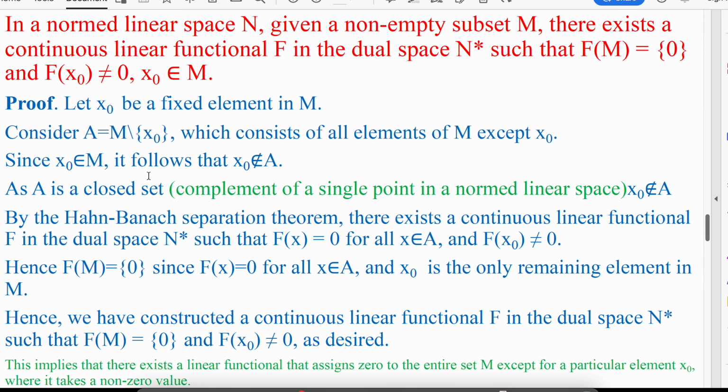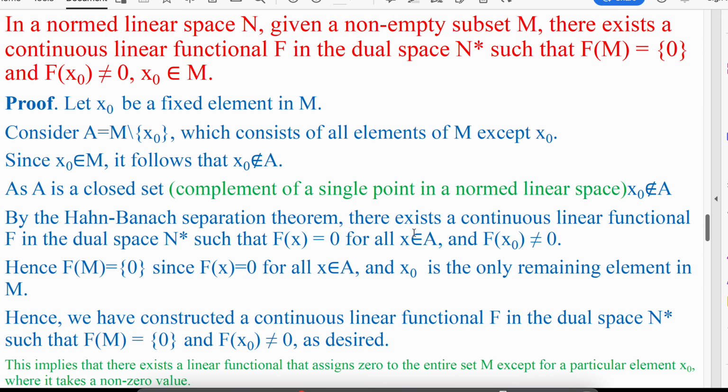And x naught does not belong to A. So by the Hahn-Banach separation theorem, there exists a continuous linear functional f in the dual space N star such that the image of all the elements x belonging to A under f is 0, and the image of x naught under f is not equal to 0.